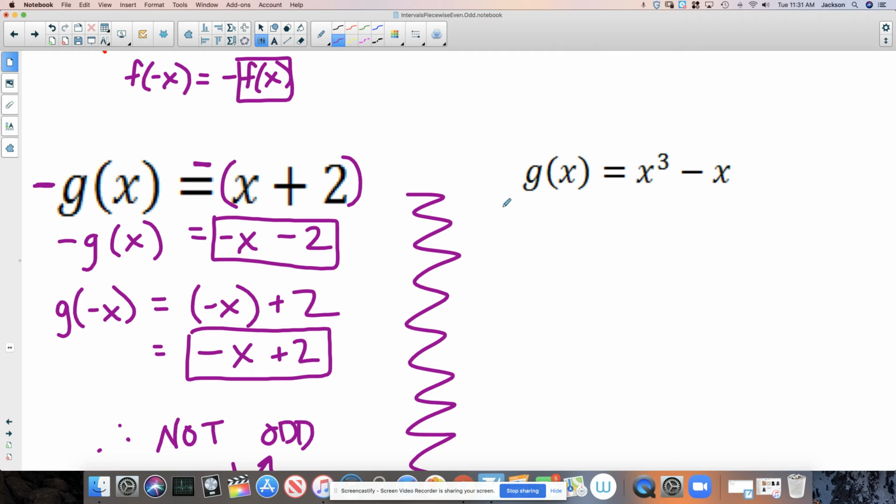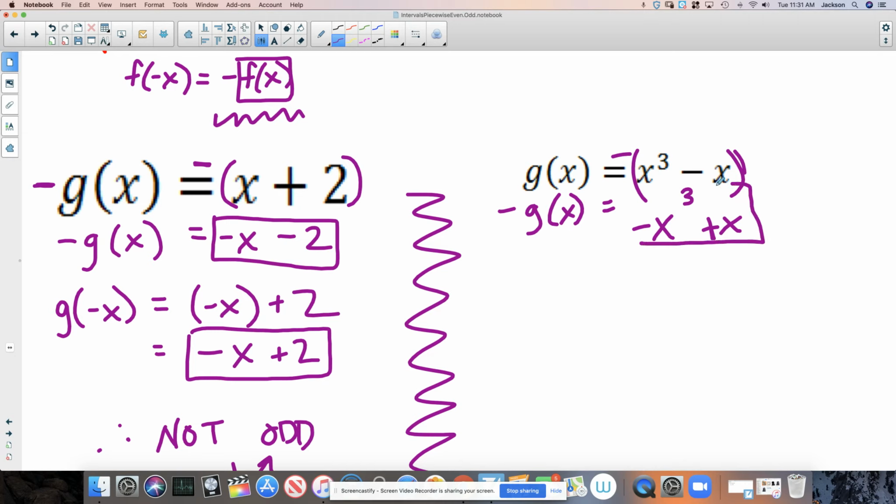Okay, let's look over here at this one. Here's g of x, and the opposite of g of x. Part of this test is understanding what the opposite of the function would look like, which would be taking this whole thing and producing its opposite, negative x cubed plus x. So here is the opposite of g of x. Is that what I get when I plug negative x into the original function?